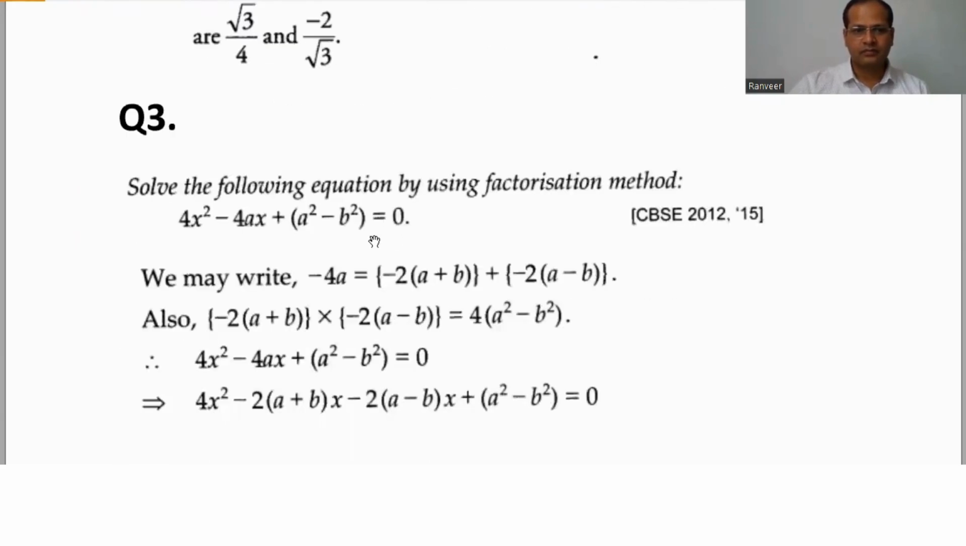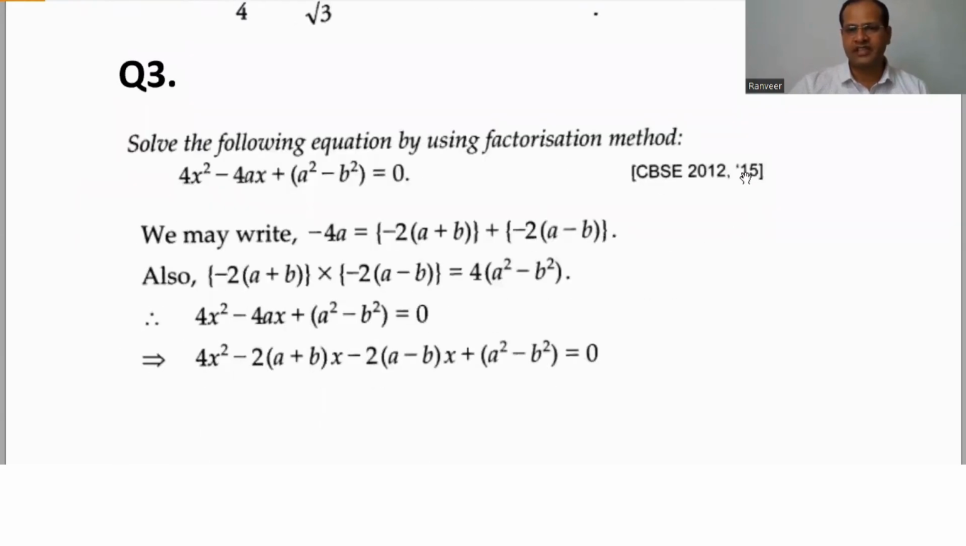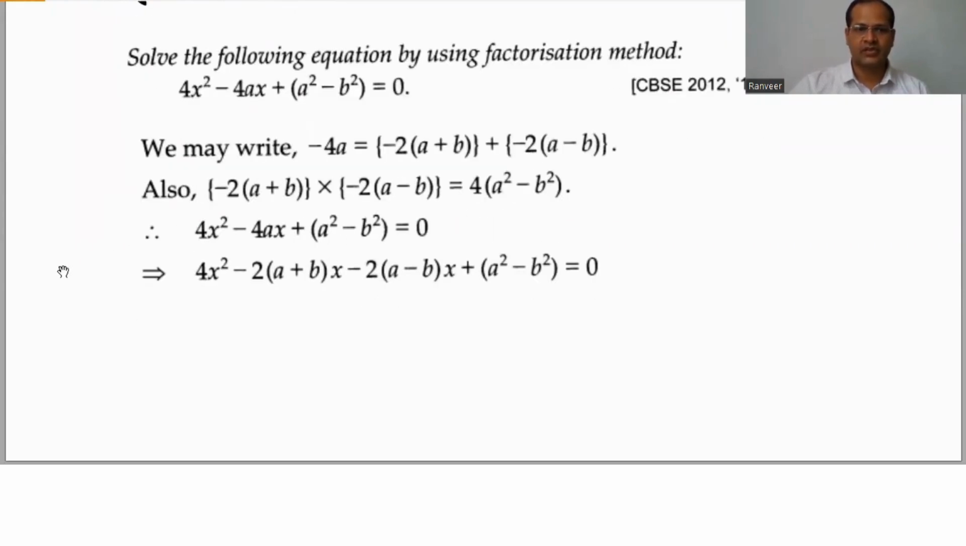Now, all are previous year questions, so it is very, very important. Solve the equation by factorization method. So in this equation, first of all, you have to multiply. We may write minus 4a by minus 2a plus b plus minus 2a minus b.